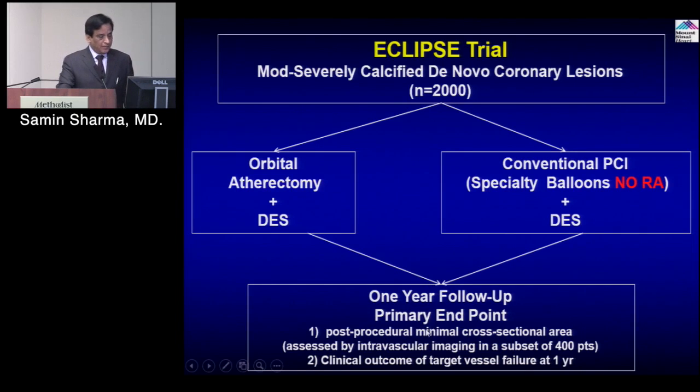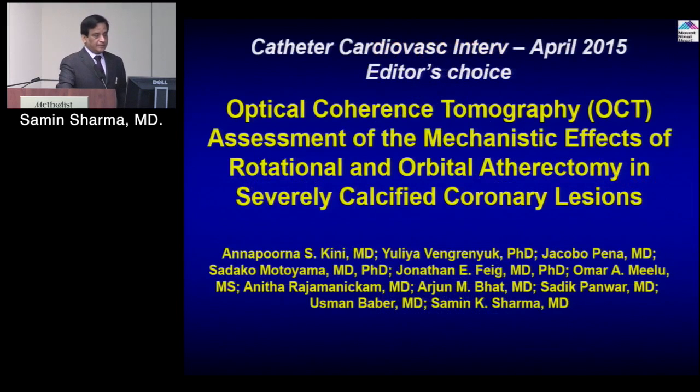They have put 2 endpoints. One is the post-procedure lumen in a subset on IVUS, and more importantly, the clinical outcome of target vessel failure at 1 year. So this will be the first large-scale randomized trial, starting in the next few months, to answer whether atherectomy makes sense for improving clinical outcome, using orbital atherectomy in these calcific cases.